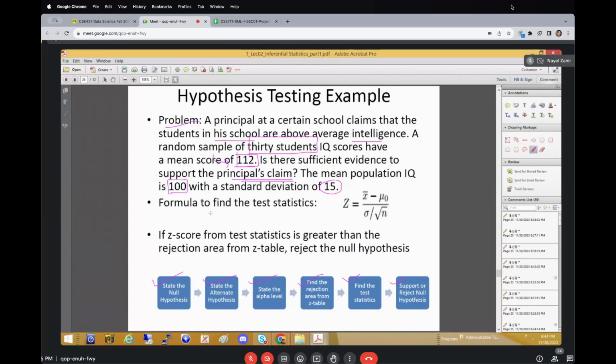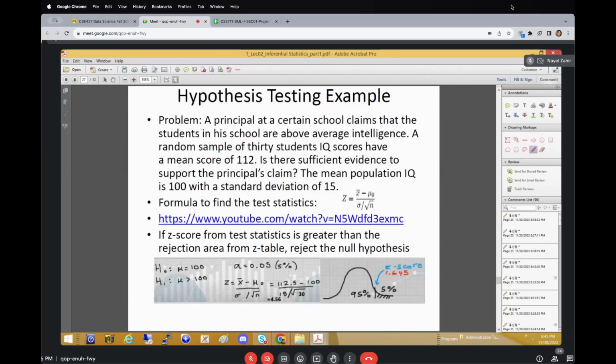So what we have to do at first is formulate the problem, that is the H0, and then state the alternate hypothesis, and then set the alpha level, and then find the critical values from our Z table, and then find the test statistic, and after that decide whether the null hypothesis is rejected or accepted.